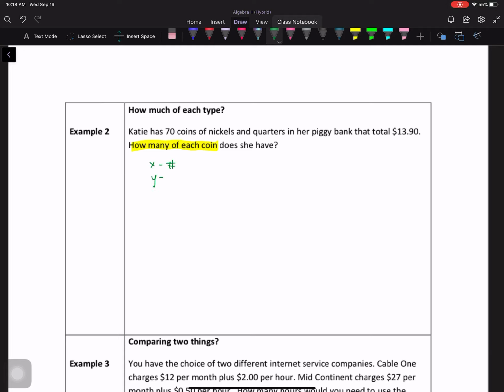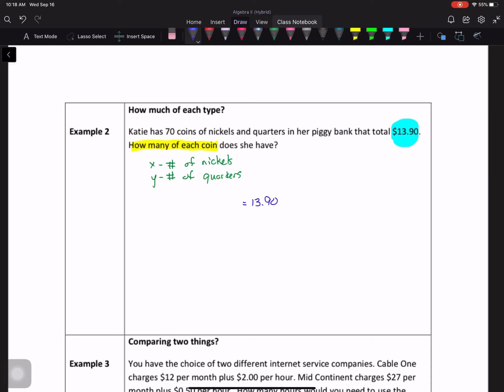So X is the number of nickels. And I promise that is not hashtag of nickels, that is number. The number of nickels. Y is the number of quarters. So I mentioned in the last example, anytime you see money, usually those values go together. But I only see one money value. And I know that the total of our coins is $13.90. I do need some other money values, though, to go with that. But you kind of have to think outside the box on this one to come up with them.